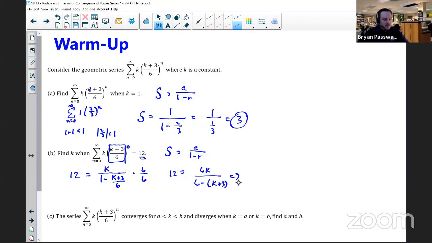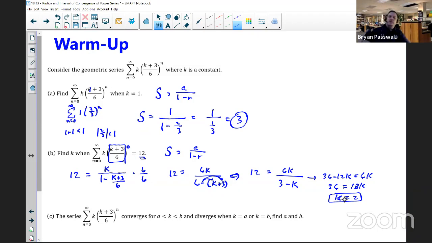And so this gives me 12 equals 6k over, if I distribute this minus sign, 6 minus k minus 3, which becomes 3 minus k. Now I can multiply both sides by 3 minus k to get rid of the fraction. If I multiply by 3 minus k, we get 36 minus 12k equals 6k. And then a little bit of solving here, and we're hopefully going to agree that our k value is going to have to be 2.